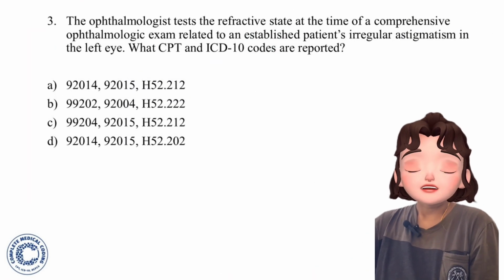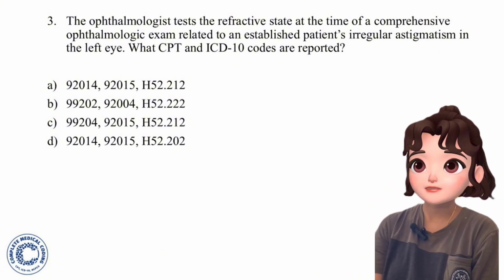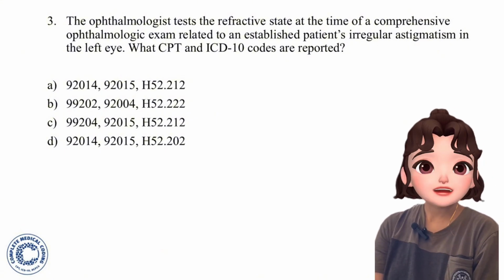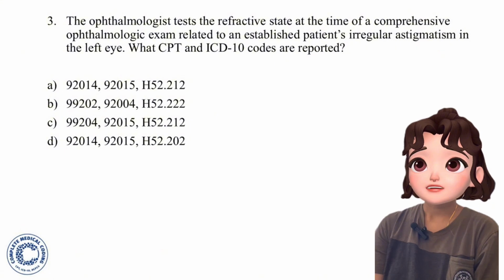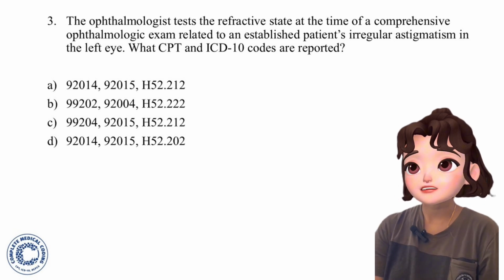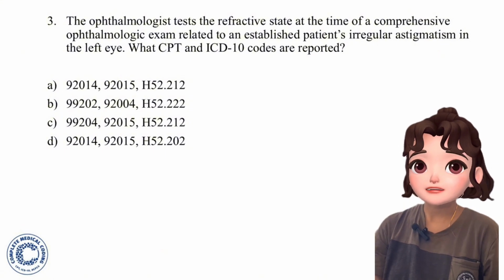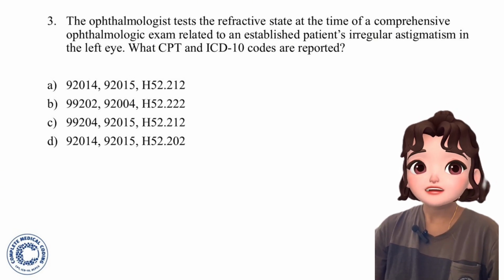Now let's move to the third question. The ophthalmologist tests the refractive state at the time of a comprehensive ophthalmologic exam related to an established patient's irregular astigmatism in the left eye. What CPT and ICD-10 codes are reported? Here the diagnosis is irregular astigmatism. The ophthalmologist tests the refractive state, meaning determination of refraction, at the time of a comprehensive ophthalmologic examination. So you have to code for both the comprehensive examination and the refractive state.